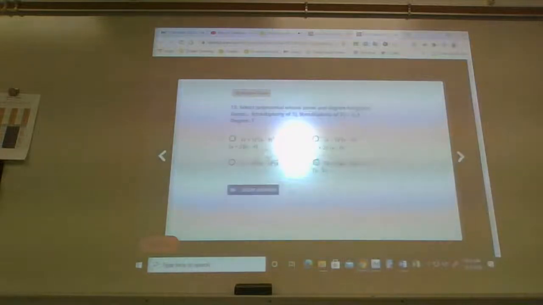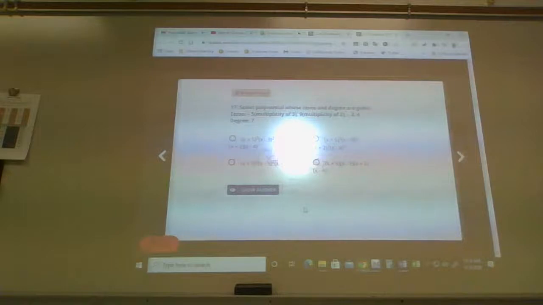Number 17. Now, if you read number 17 on the quizzes, it says to select the polynomial whose zeros and degrees are given. What do they give you? They give you a -5 as a 0, but it says a multiplicity of 3. What does that mean? Now, again, this is something that I didn't teach yet. I'm teaching it literally right now. But if it has a multiplicity of 3, that means that it repeats 3 times.